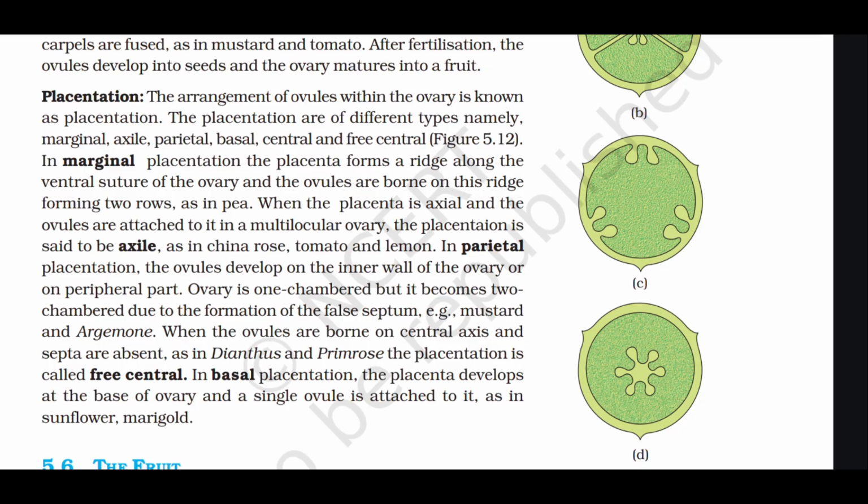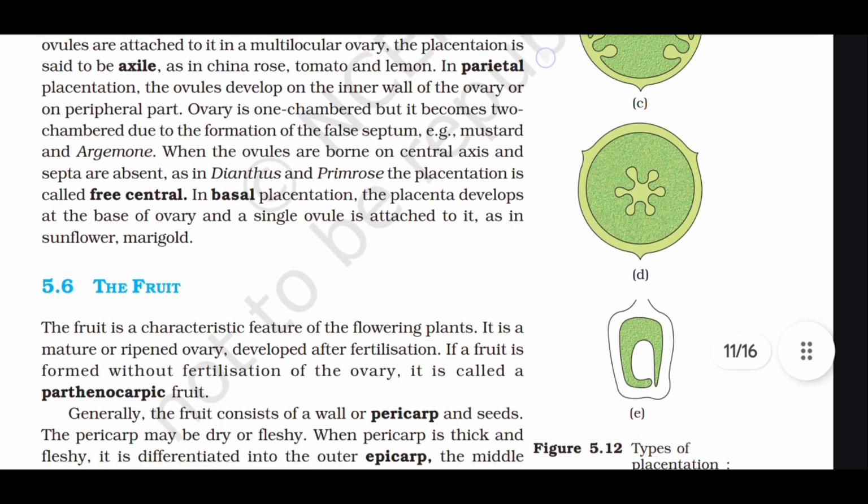Example: mustard and argemone. When the ovules are borne on the central axis and septa are absent, as in dianthus and primrose, the placentation is called free central. In basal placentation, the placenta develops at the base of the ovary and a single ovule is attached to it, as in sunflower, marigold.